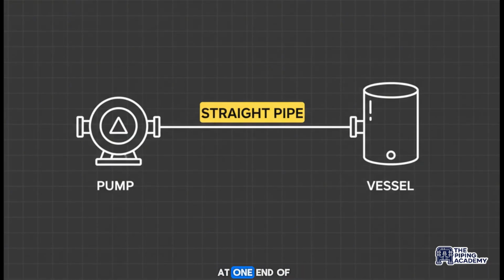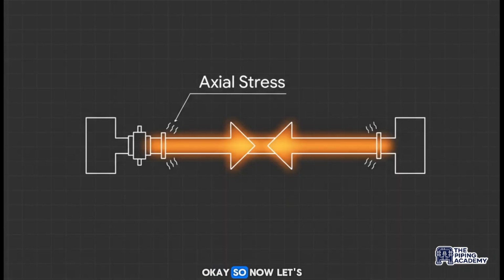Just picture it. You've got a pump at one end of a unit and a vessel at the other. The shortest, most direct route is, of course, a straight pipe connecting them. Okay, so now let's heat that pipe up. It immediately tries to expand, right? But it can't. It's being held tight at both ends. The pump nozzle is one anchor and the vessel nozzle is the other. Since the pipe can't grow lengthwise, all that energy turns inward and the pipe compresses, generating what we call axial stress.